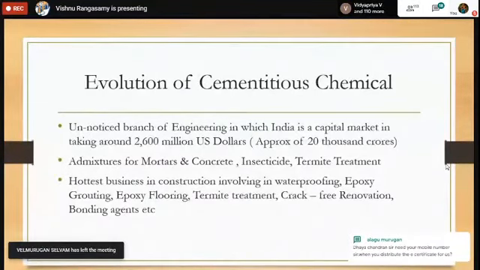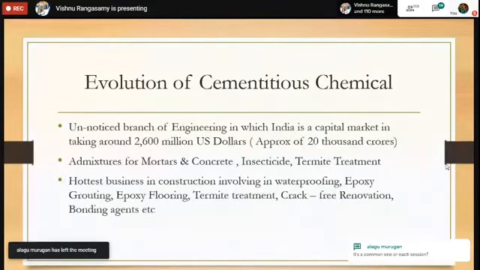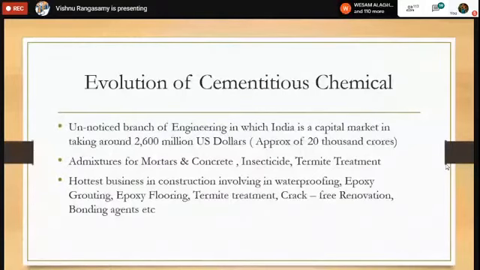So what are the chemicals that are used? Admixtures for mortars, concrete, insecticide, termite resistance. It is one of the hottest businesses in construction, involving waterproofing, epoxy grouting, epoxy flooring, termite treatment, and crack-free renovations. Look, a huge amount of chemical is required if you are renovating a structure. There is a vast application of chemicals in renovation. Next, bonding agents: if you are cutting a slab, a number of bonding agents are available in the market for joining the old and the new concrete. There are vast chemical applications.